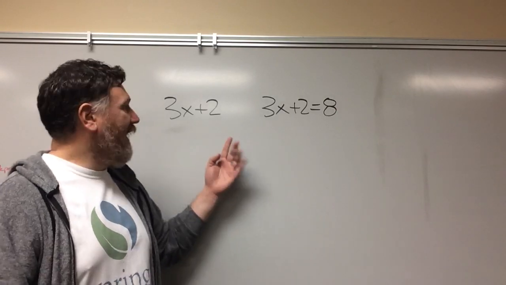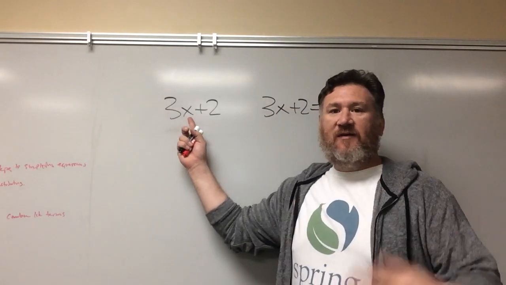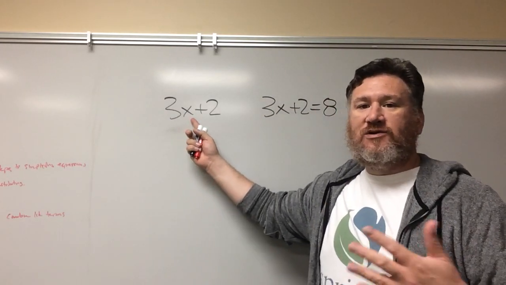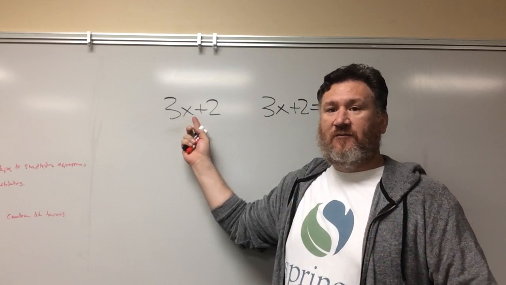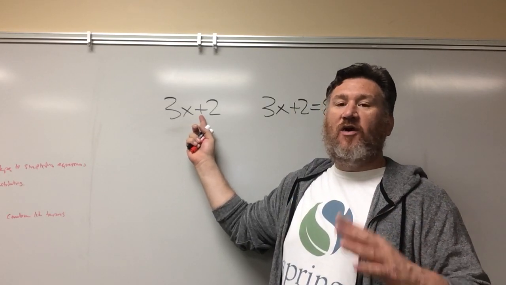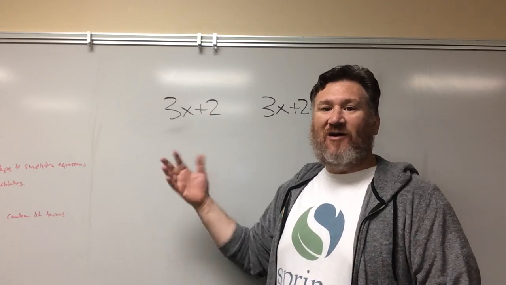We cannot find the answer to this expression because x could be anything. x could be 1 or 2 or 3 or 1,000,000 or -700. We have no idea, we have no way of knowing because the problem's not equal to anything, so we can't solve for it.